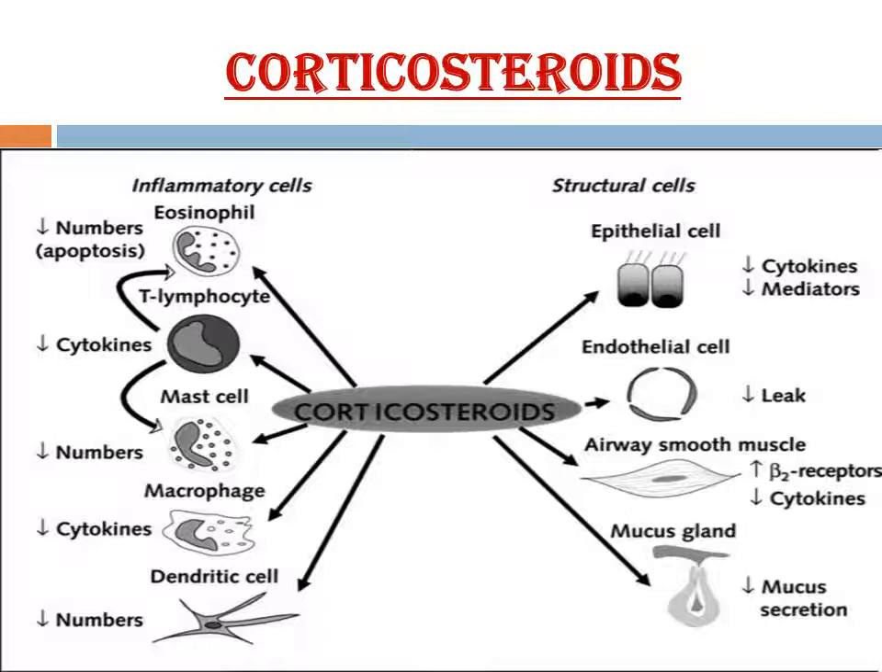So we can say that corticosteroids can control the main three causes of the pathology of bronchial asthma. It controls inflammation and decreases inflammatory cells, and this is followed by decreased cytokine release and inflammatory mediators. Then there is a decrease in mucus secretion with upregulation of the beta-2 receptor.